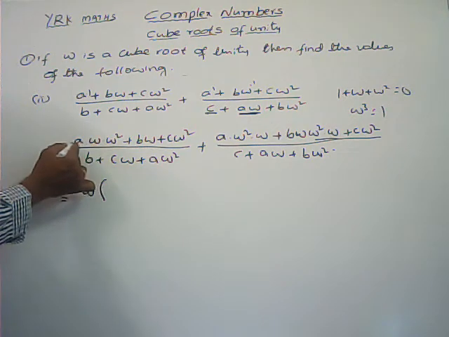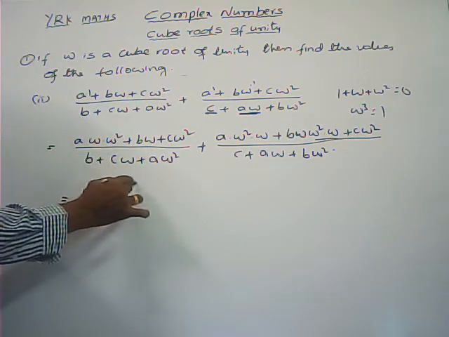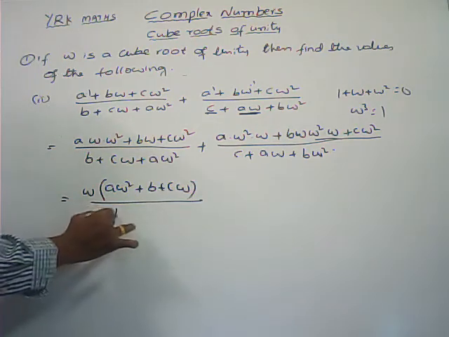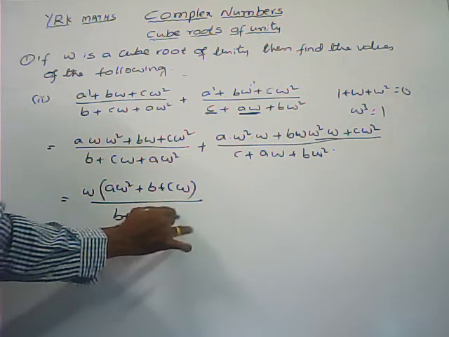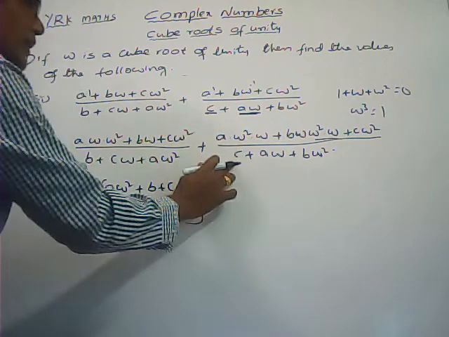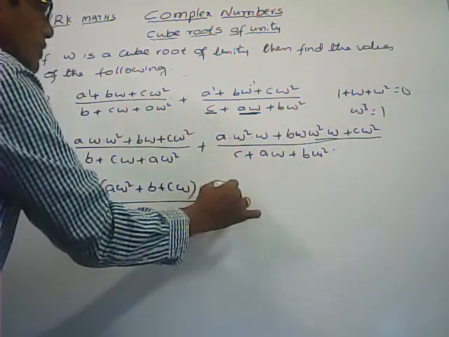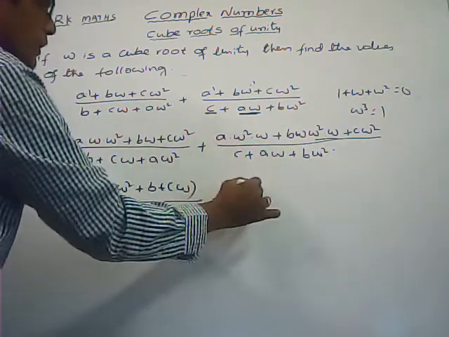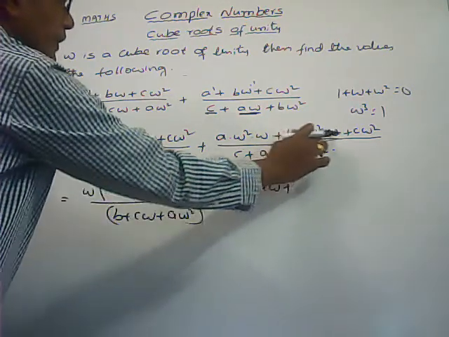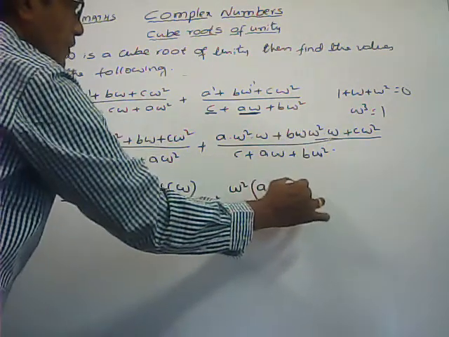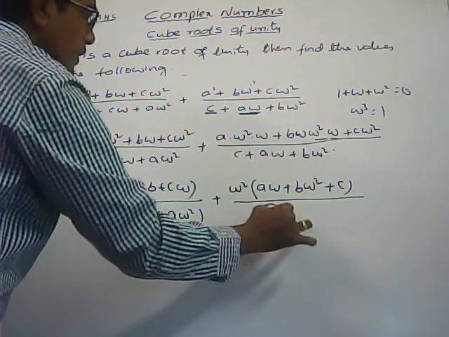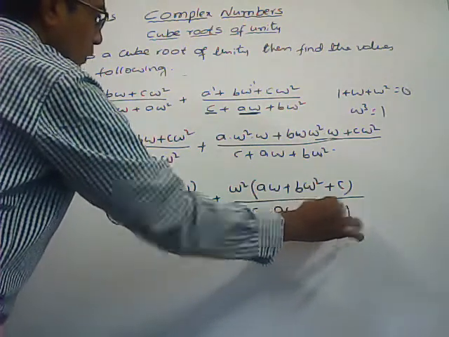If I take omega as common, here A omega square is there plus B plus C omega is there upon B plus C omega plus A omega square plus, here also to make C coefficient 1, I am taking omega square as common. Now here A omega plus omega square, if I put outside, again omega into omega, omega square is there, B omega square plus C whole by C plus A omega plus B omega square.